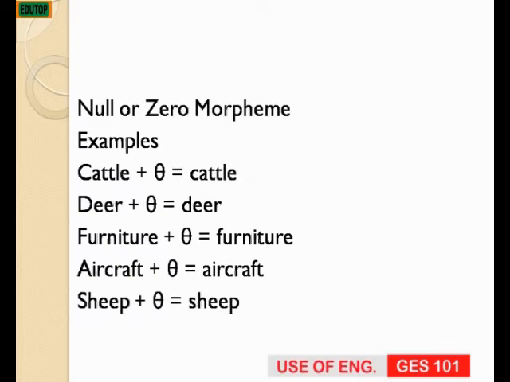We also have null or zero morpheme. This category of morpheme talks about words that do not change, both in singular and plural. So what you have under singular is also what you have when you are expressing the plural form. Examples include cattle, deer, furniture, aircraft, sheep, and so on.